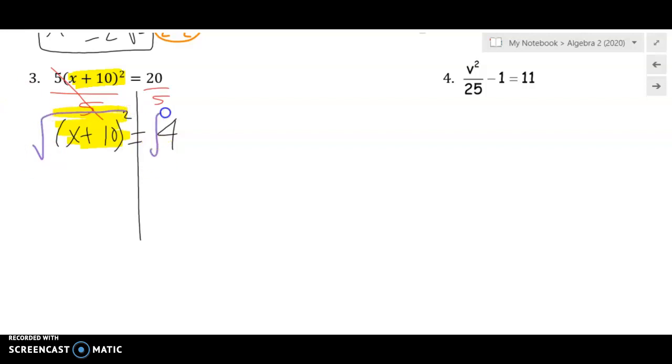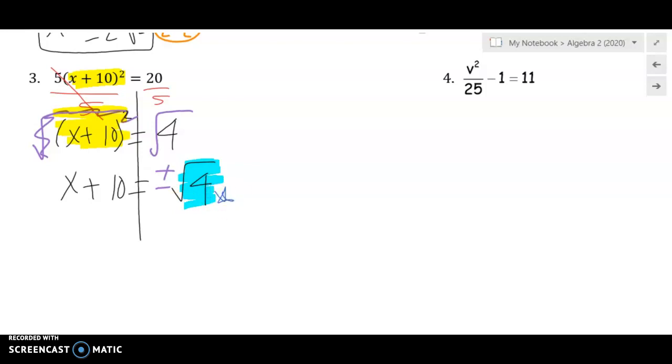Now that this yellow part, see that the yellow part is by itself, now I can take the square root of both sides. So that'll get rid of that. And I'm going to have x plus 10 is by itself, and it now equals the square root of 4. I can also put my plus or minus sign in there. And then this is something you should know. The square root of 4, I've been putting a star next to it.